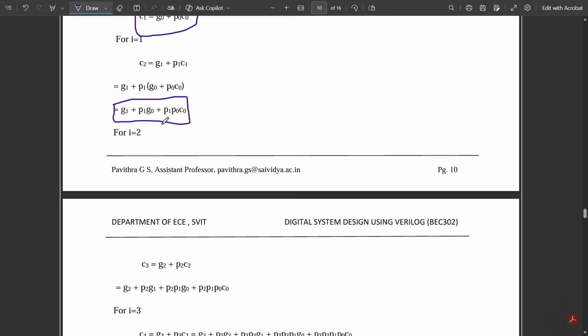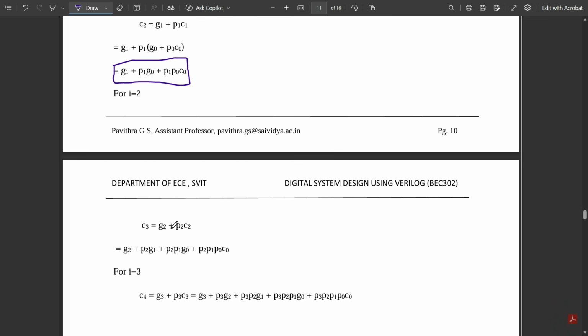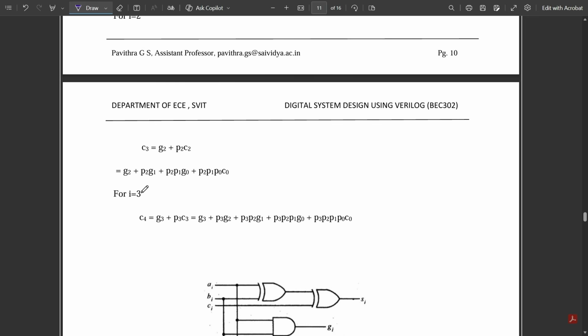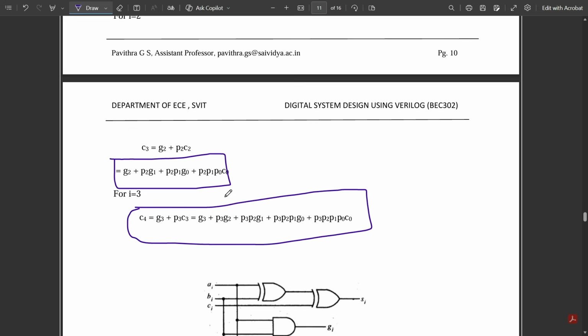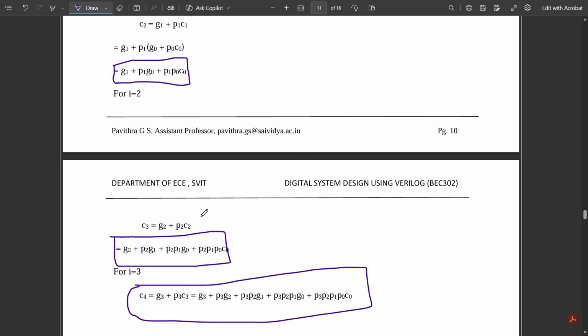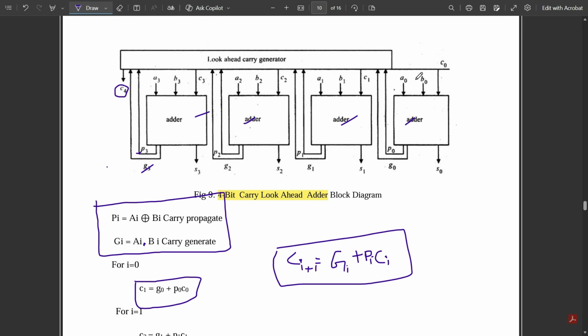Similarly, you solve for I equal to 2, that is C3 is equal to G2 plus P2 C2. C2 we have already got previously, so you substitute it and multiply it with P2, the whole term, that is G2 plus P2 into G1 plus P2 into P1 into G0 plus P2 P1 P0 C0. Like this, the same for I equal to 3, so that you would get C4. Like this, you should calculate all four stage carries starting from C1 up to C4, so that this complete carry look ahead network would be generated. Okay, so hope this is clear.